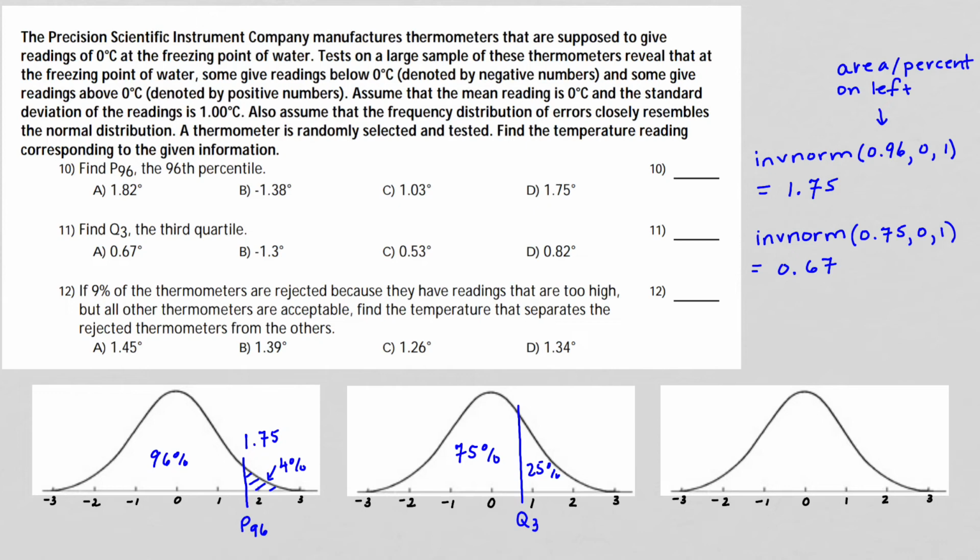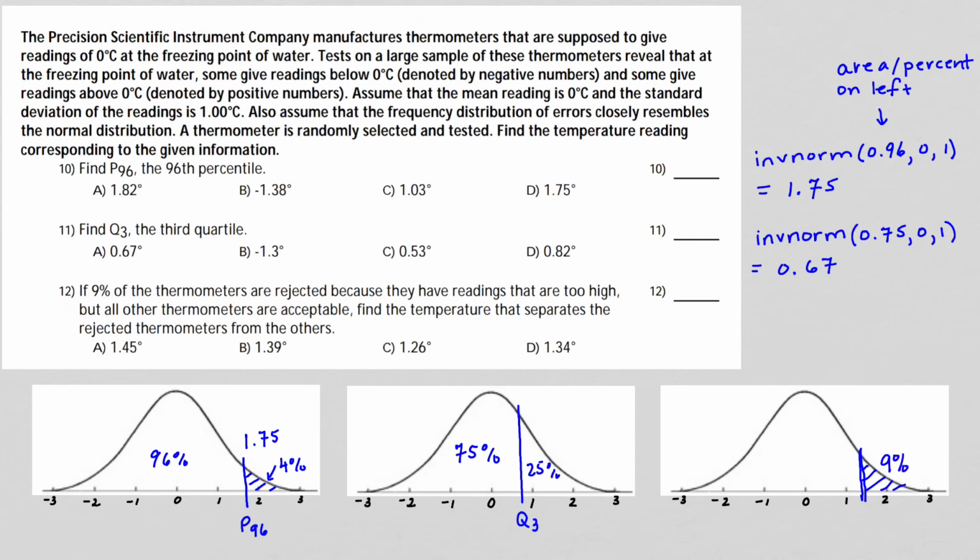Now let's take a look at number 12. In this case, it says 9% of the thermometers are rejected because they have readings that are too high. So this is a case where we're given the percentage on the right. And so I'm going to estimate that 9% probably cuts off somewhere around here. Let's say this is roughly 9%. You don't have to be precise with that.